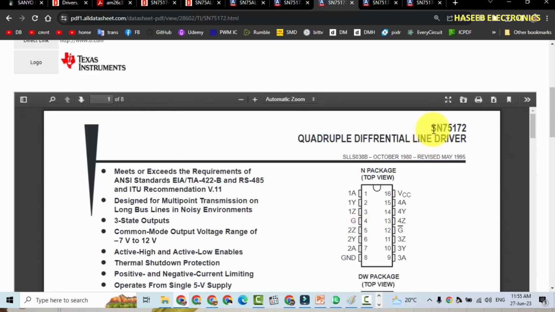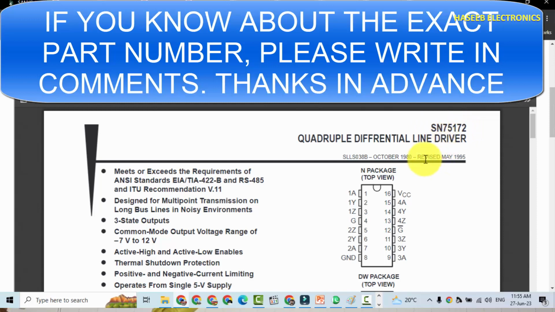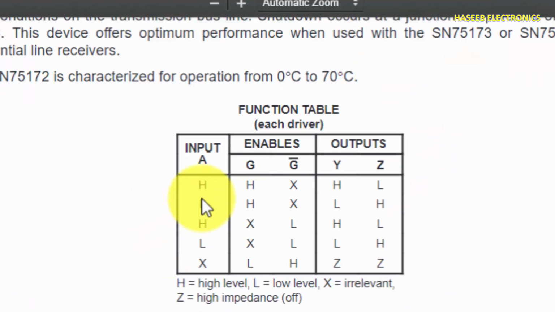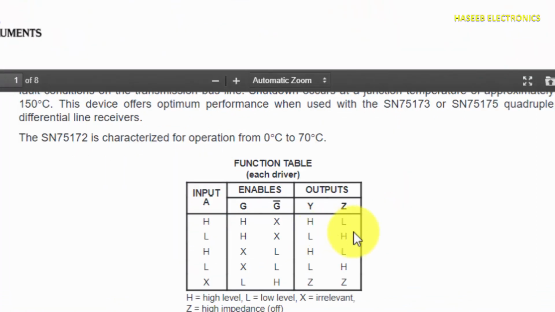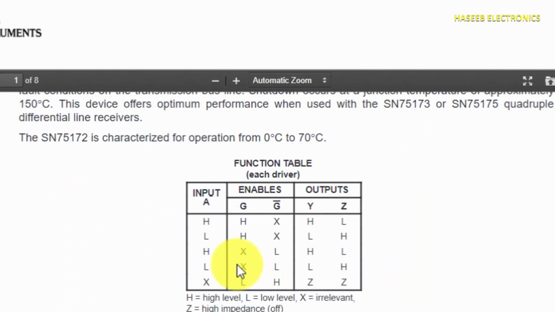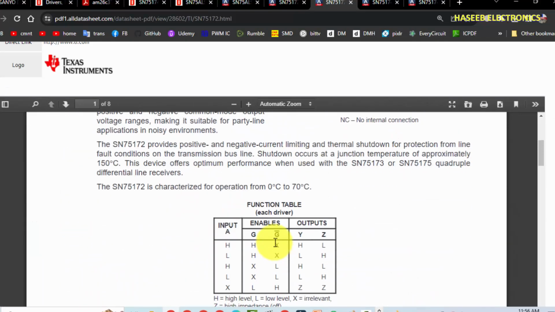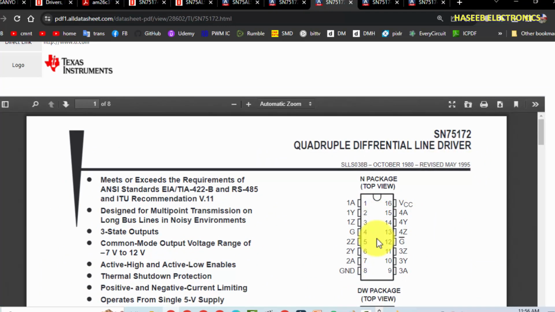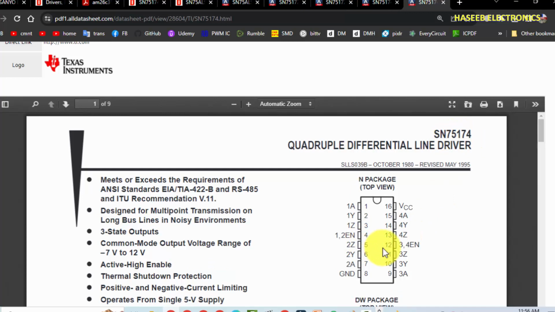That means our required IC is 75172, quadruple differential driver. And here is the truth table. If G is high, it will start communication. And if G bar is connected to low, G bar is 12 number pin. If it is connected to low and G is connected to 16 number pin VCC, all encoders will start communication. So if we can find this IC, it will work. If we have 75174 at that time, we can remove pin number 12 and we can connect to VCC. It will also work. In this way, we can try to find the exact equivalent of our required component.